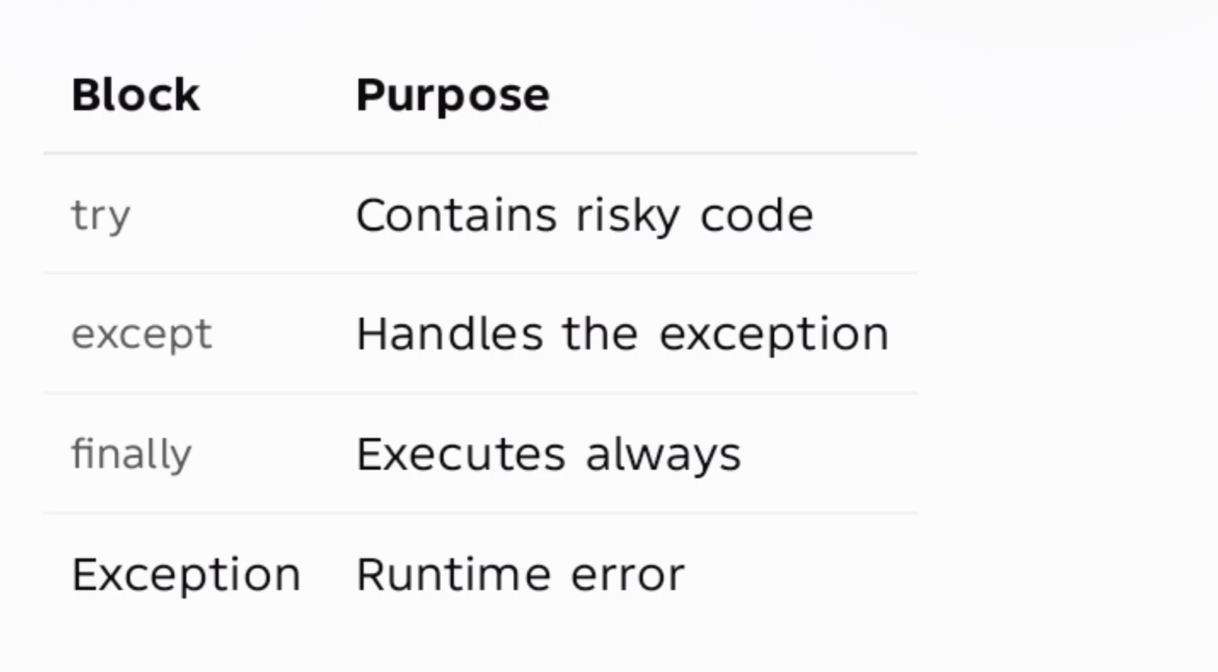Blocks and purpose: try contains the risky code, except handles the exception, finally always executes, and an exception is a runtime error. This summarizes exception handling in one line statement. It is useful for understanding the entire topic.